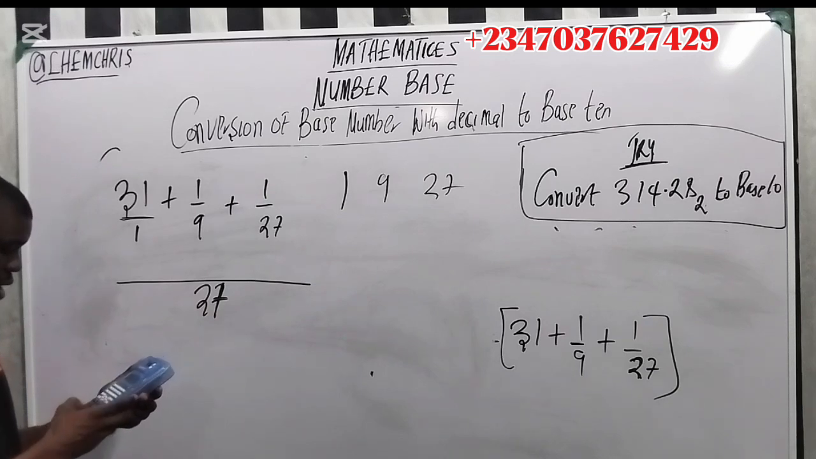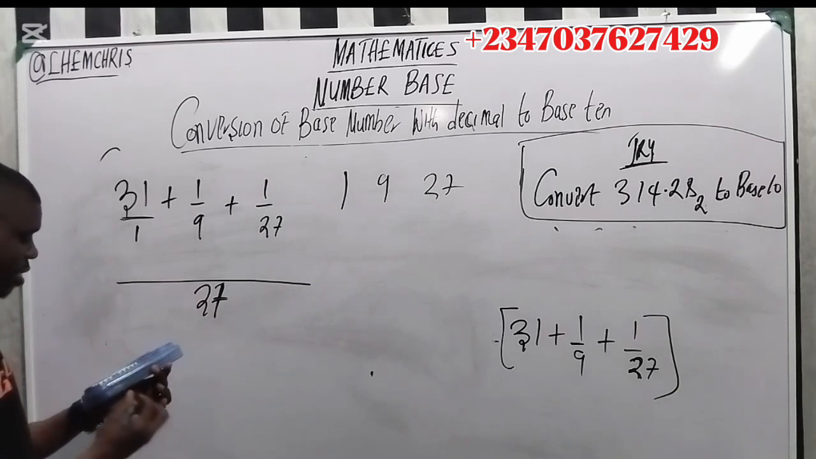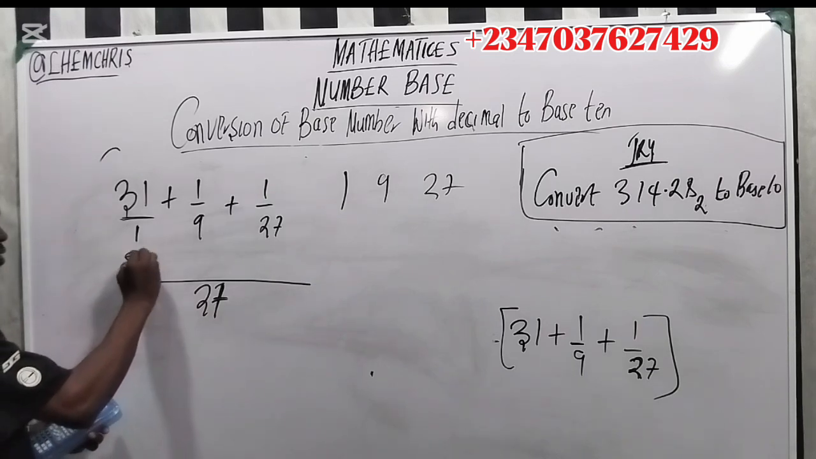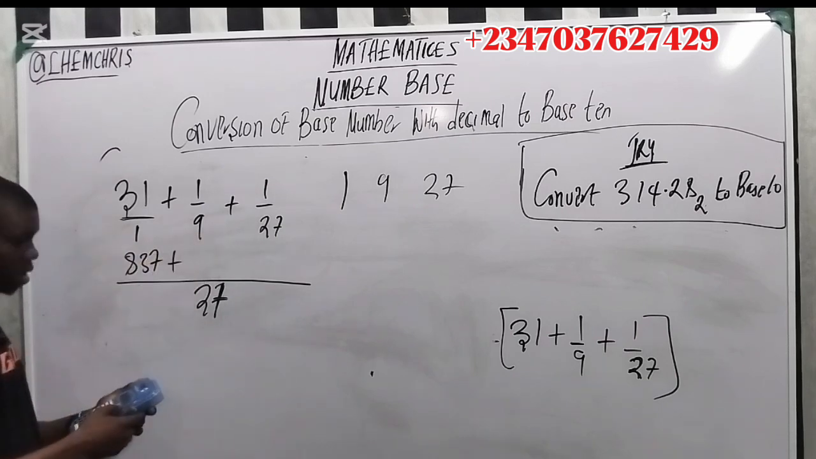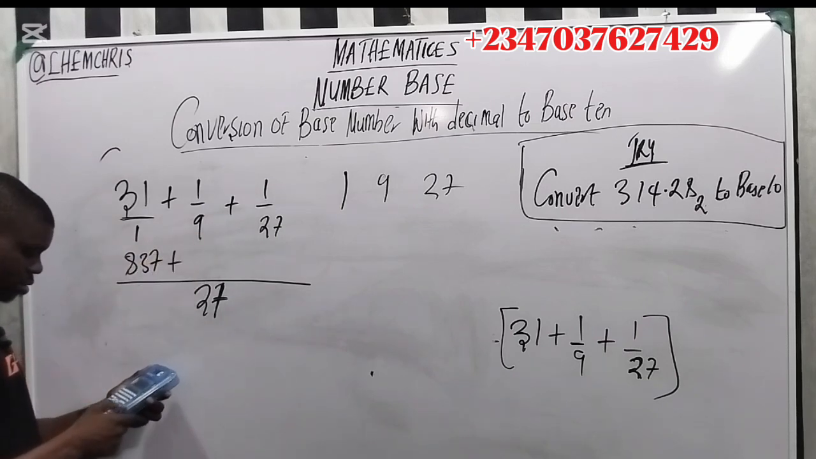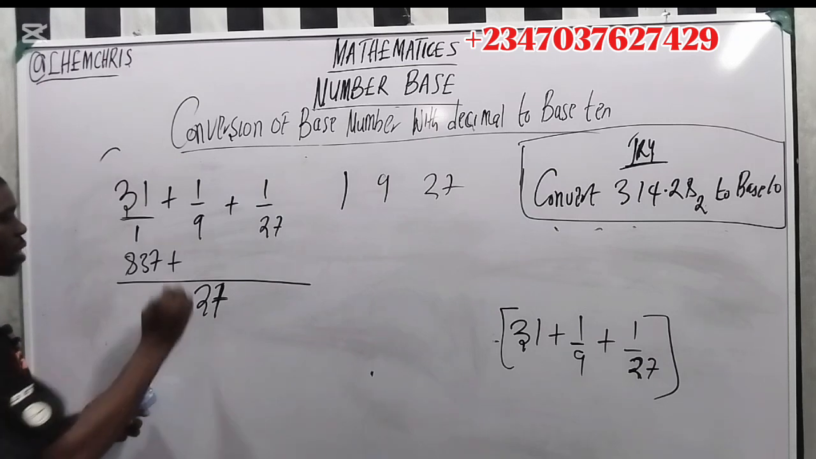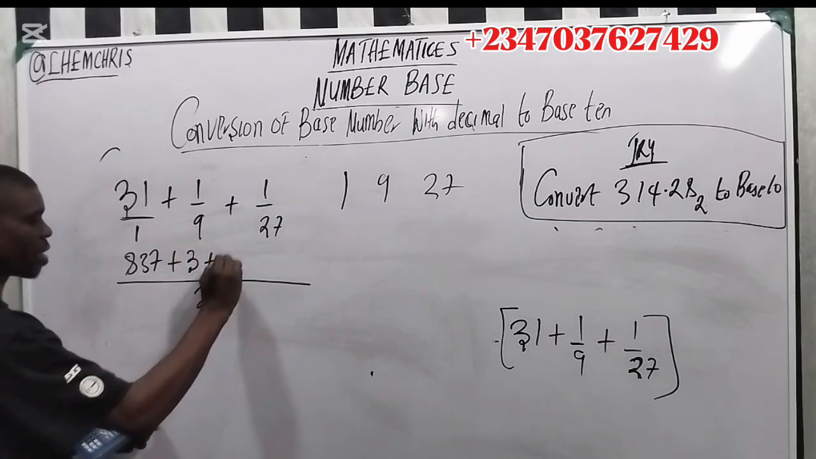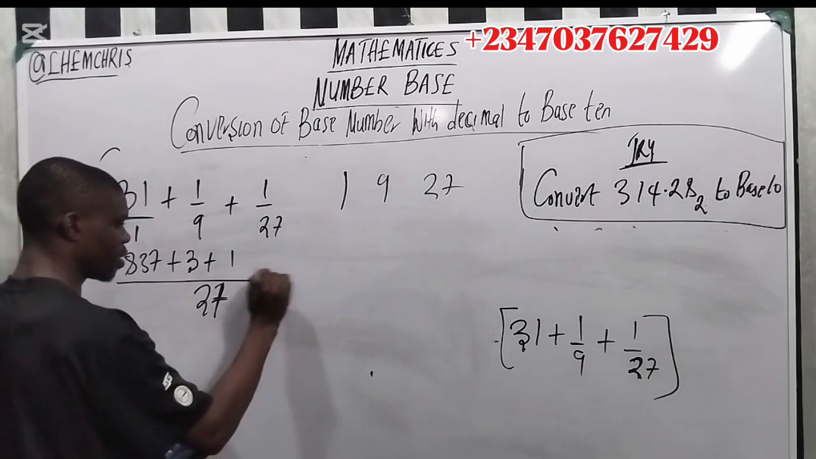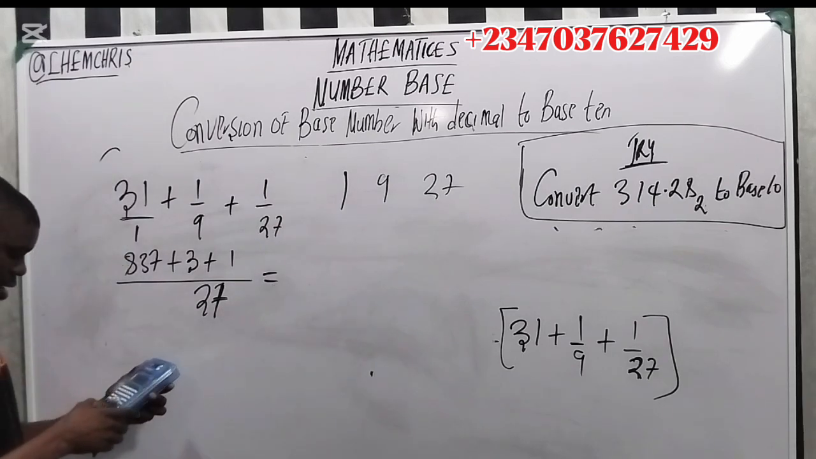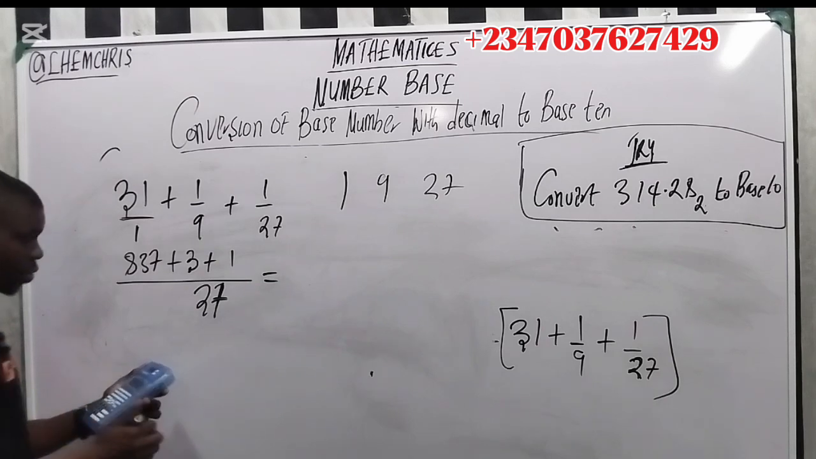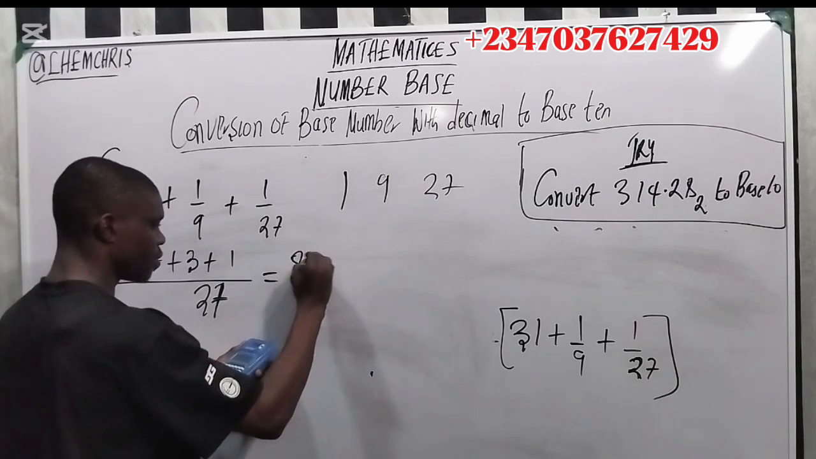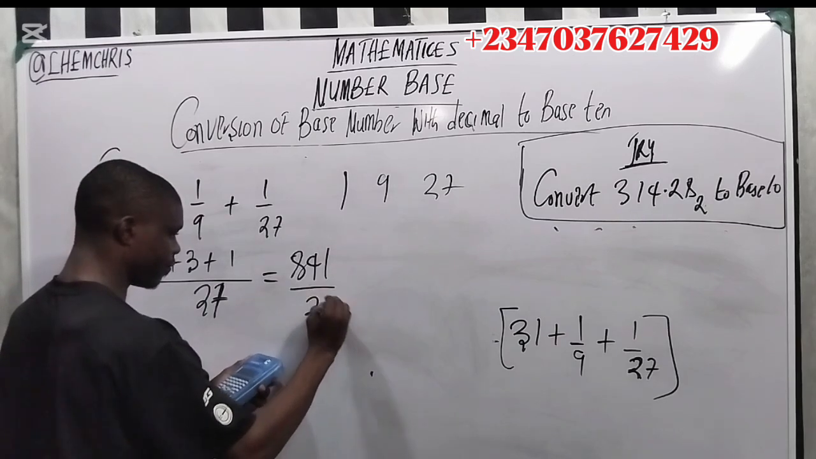27 times 31. Here we have what? 837. 837 plus. Now, 27 divided by 9, here we have 3. 3 times 1 is 3 plus 1. So what do you have here? Equals, here we have 837 plus 3 plus 1. Here we have what? 841 over 27.